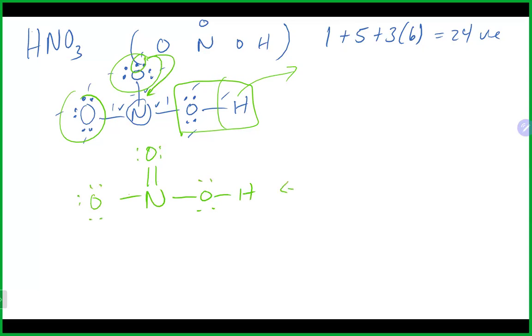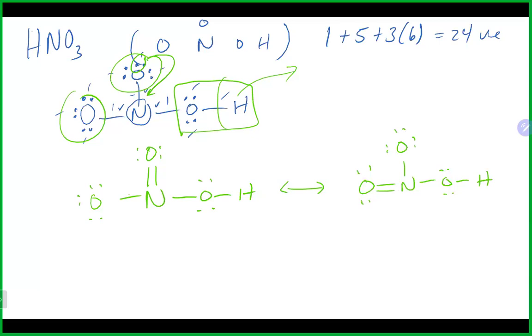And you could also draw a resonance structure for this guy as well, where perhaps we double bonded to the left instead of up on top. And it would look something like this. Any questions on that one?